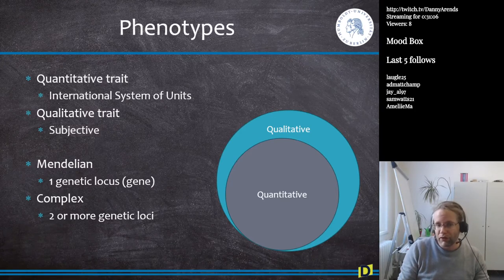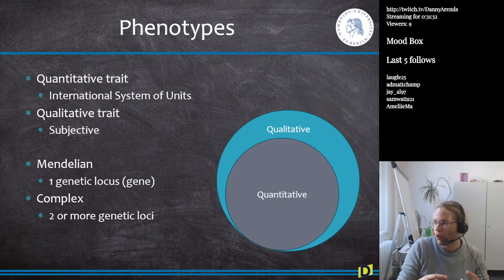Quantitative traits generally are defined by the International System of Units. If you can measure a trait by using the International System of Units, then it is a quantitative trait. And a qualitative trait is a very subjective measurement, which depends on the observer. And of course, in recent years, with more measuring techniques, the quantitative trait bubble became bigger and bigger and bigger.